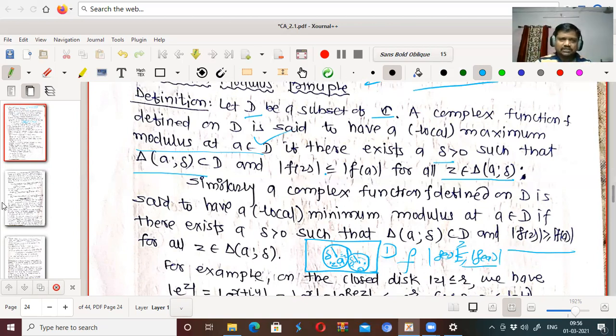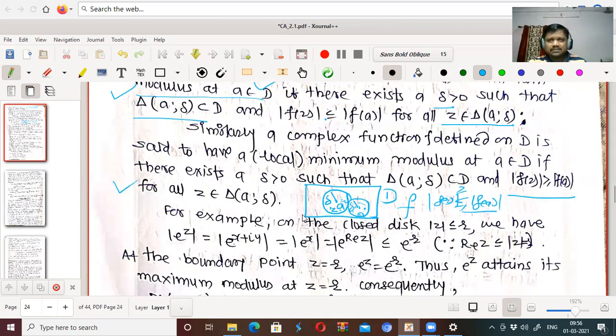So this is about what is meant by local maximum modulus at a point and what is meant by local minimum modulus at a point. In simple terms, the modulus value of f at all other points except a will be less than or equal to the modulus value of f at z equal to a. If this holds, then we say that f has a local maximum modulus at z equal to a. And reversely, f has a local minimum modulus at z equal to a.